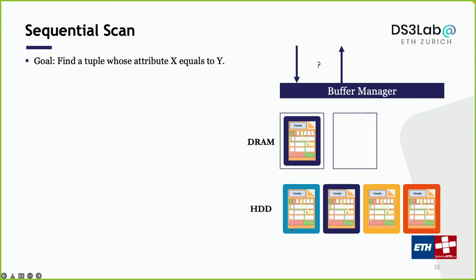So let's look at a simple access method, which is sequential scan. I have a whole bunch of tuples, and I want to find the tuples whose attribute x equals y. This is one access method that I have. Essentially, when you are writing a SQL query like that, this is the access method that you are going to use.